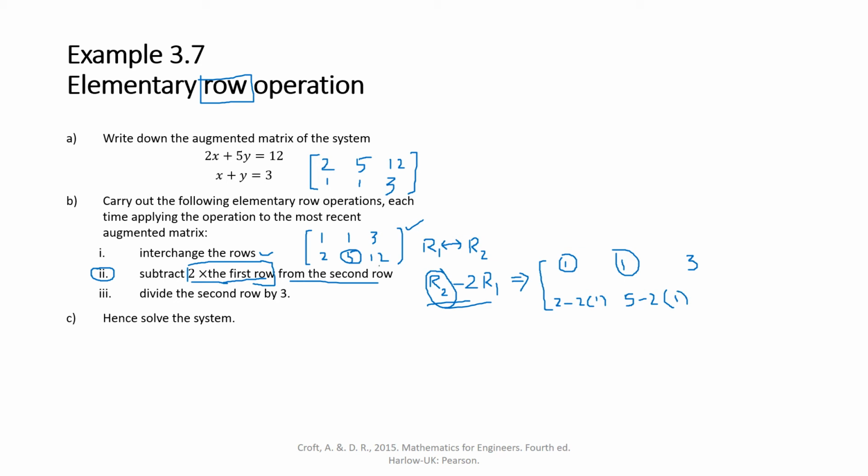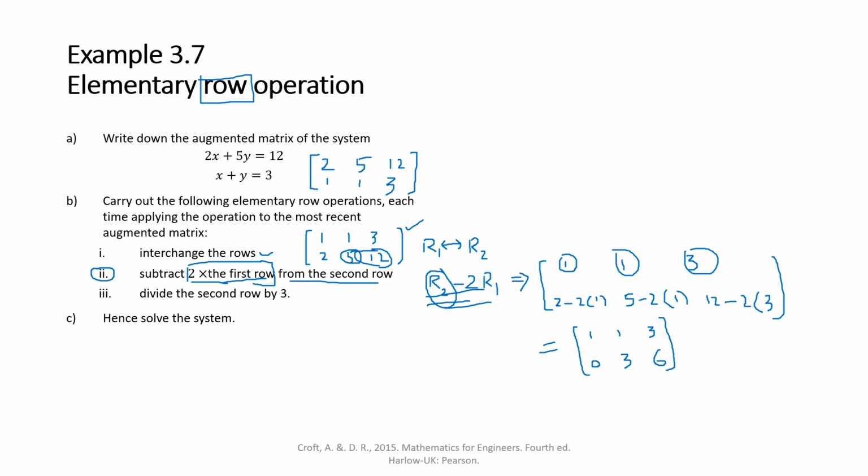Now coming to 12, so 12 minus, again we are doing this because they told us to, 2 times R1, which is this element, and this will give us 1, 1, 3, this will be 0, this will be 3 I think, and that will be 6. So we did this row operation.